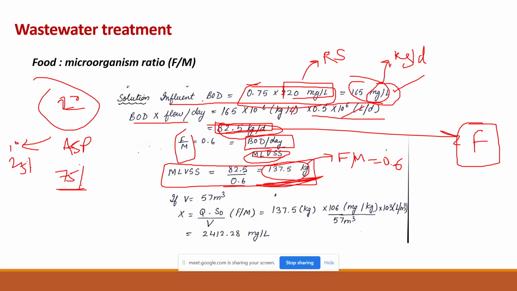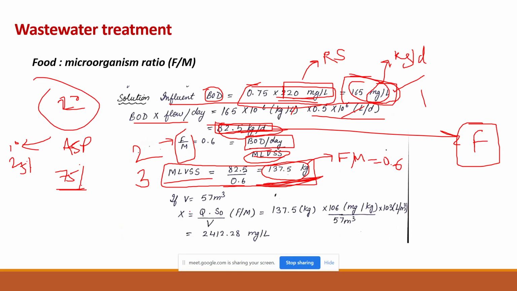So what you had to simply do was, first you have to see that the BOD which is provided is the BOD of raw sewage, and the BOD which is remaining in the secondary reactor is only 75%. So you simply calculate the actual BOD available in the secondary reactor, right? Then the second step is you multiply it by the flow rate to get the BOD value in kg per day. Then you simply put it in the formula, apply cross multiplication, and you will get the MLVSS, right?